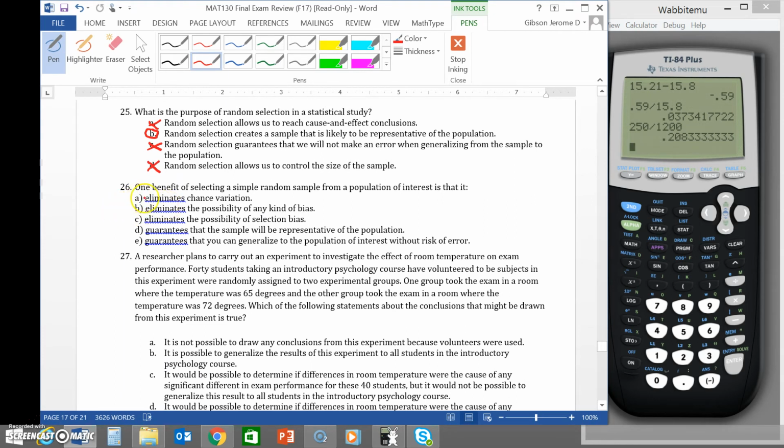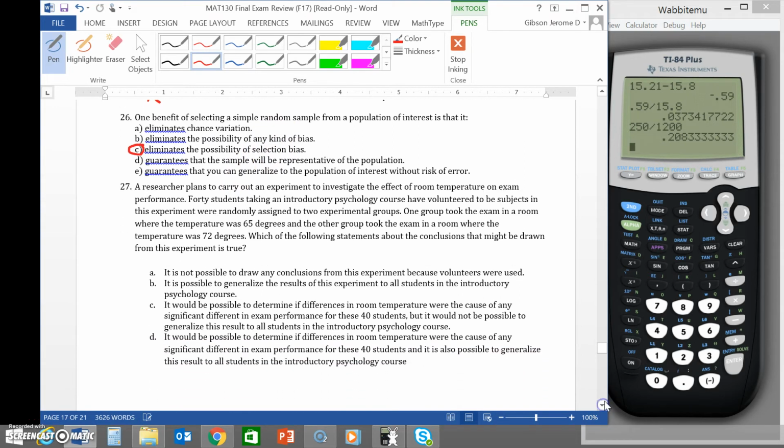Now this 26 is actually 27 in the review that you received. It says one benefit of selecting a simple random sample from a population of interest is that it basically eliminates the possibility of selection bias, because if you're doing it randomly, you're not selecting the people with bias. Okay, now we go on to the next problem.